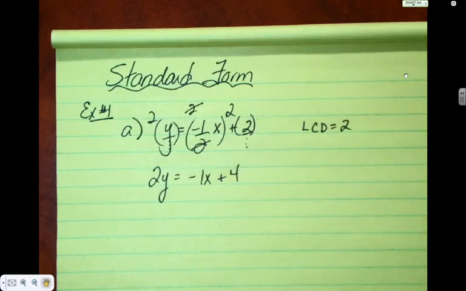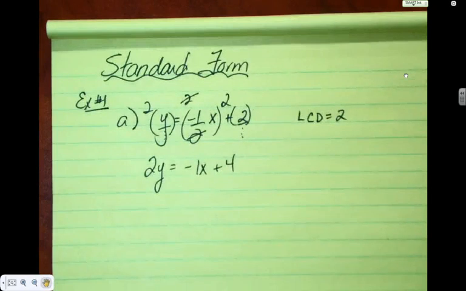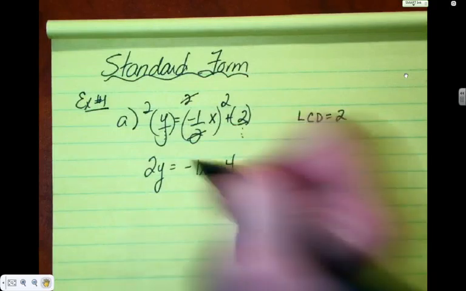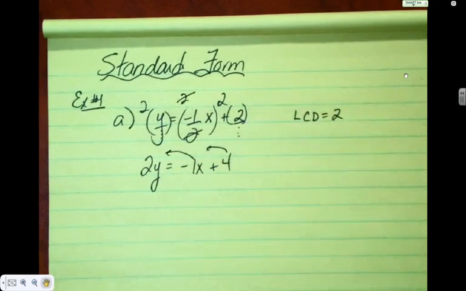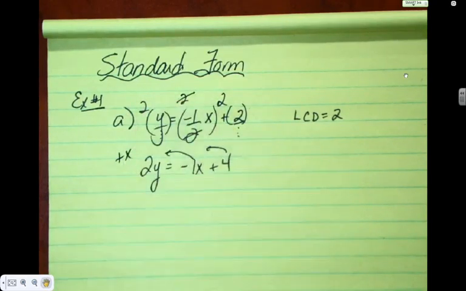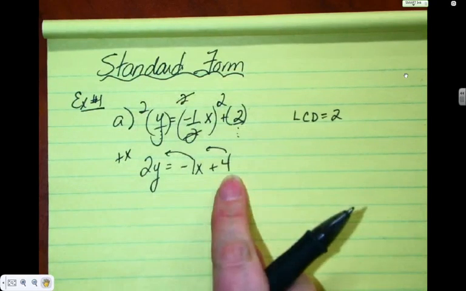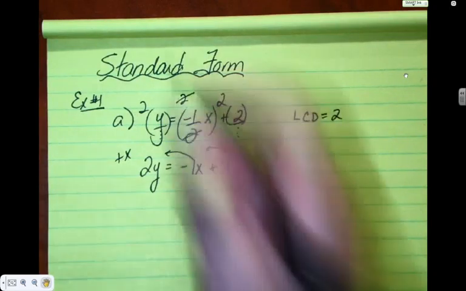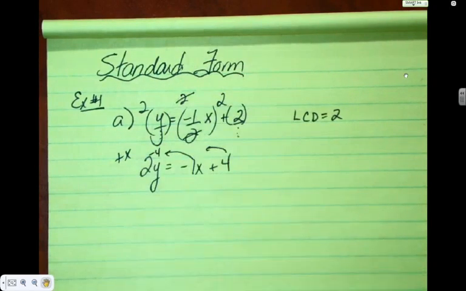After step 2, you shouldn't have fractions. If you have fractions, you've done something wrong, because that's the point of step 2, is to get rid of them. Step 3, everything's going to go over to the left-hand side. How do I get rid of negative 1x? Add 1x, so I'm going to come here and add x. How do I get rid of plus 4? Subtract 4. So I'm going to do both of those in one step.